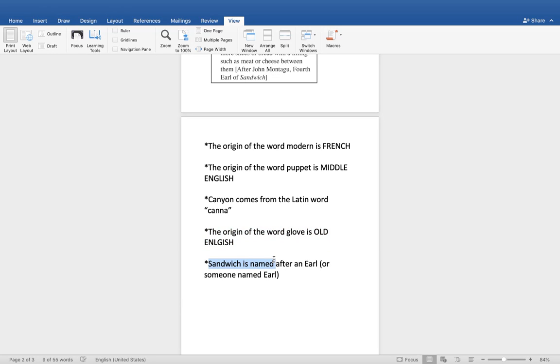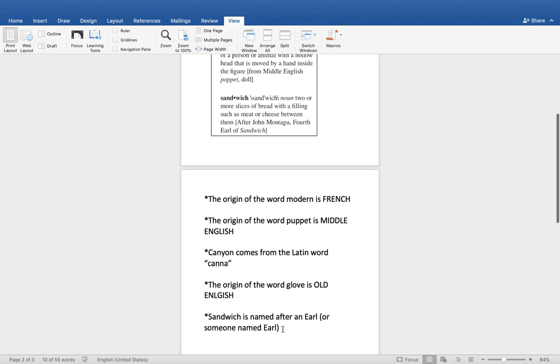The last one: sandwich is named after an earl, or someone named Earl. I don't really think that's right anymore. I don't think that he was named Earl. I think that an earl is like a location. I'm not entirely sure. Because it says after John Montagu, so that's his name, 4th Earl of Sandwich. I think an earl is like a little city. So it's the 4th Earl of some place called Sandwich. So I'm going to put after an earl, which is a place. All you have to remember is that sandwich is named after an earl.